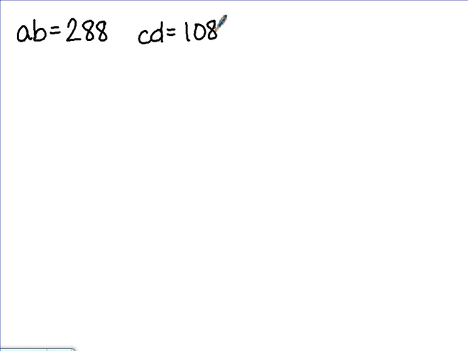This example is AB equals 288, CD equals 108, A equals 3C, and B plus D equals 12. Go ahead and solve that one completely on your own so that you have values for A, B, C, and D, and we will check them in class.